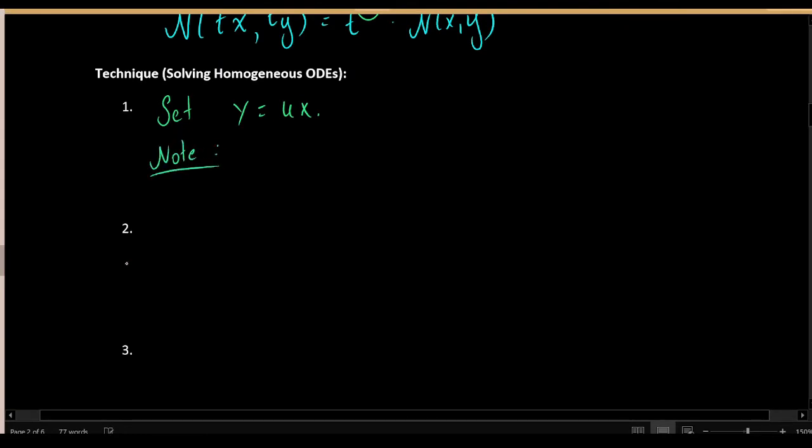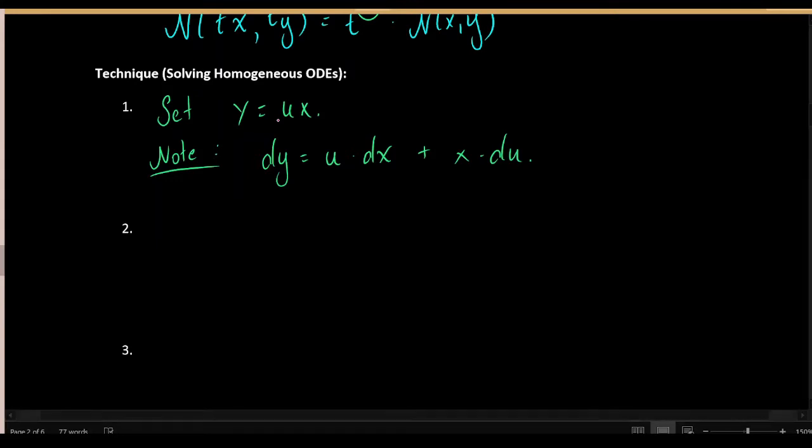If you apply product rule to this, then in the language of differentials, you can find the following result, that dy is equal to u times dx plus x times du. Basically, dx is taking the role of the derivative of x, and du is taking the role of the derivative of u, just expressed in differential notation.